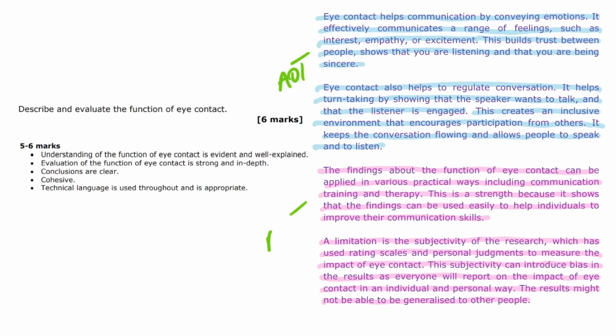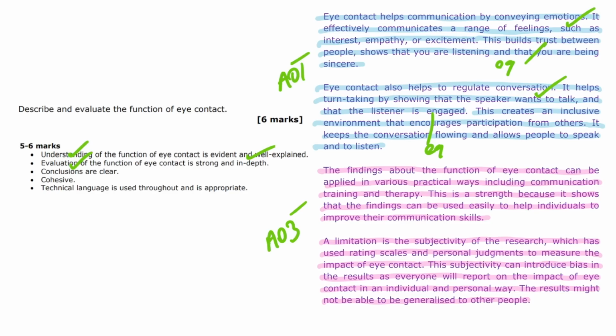In the description, the answer effectively outlines how eye contact enhances communication by conveying emotions, such as interest and empathy, and by regulating conversation through turn-taking signals. The inclusion of specific examples, like building trust, showing active listening, and creating an inclusive environment adds depth to the explanation and demonstrates a really clear understanding of the function of eye contact. Giving these examples really helps the answer to achieve the detail and depth needed to achieve in the top mark band.